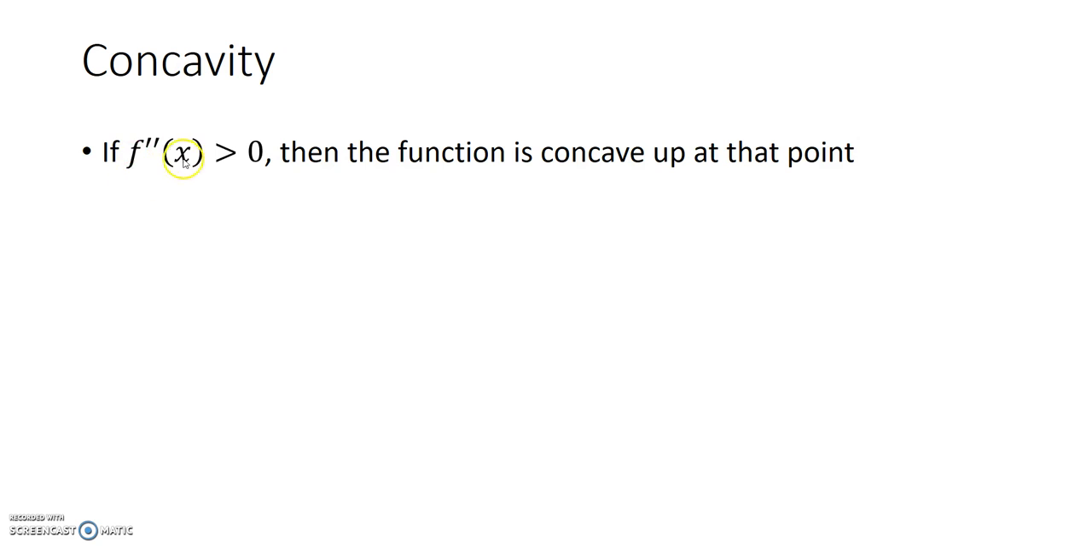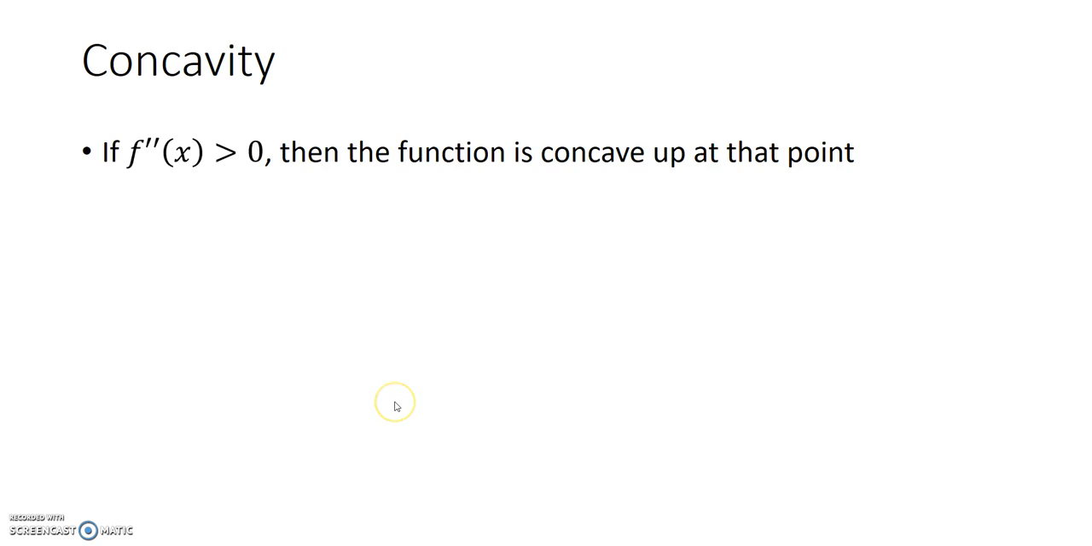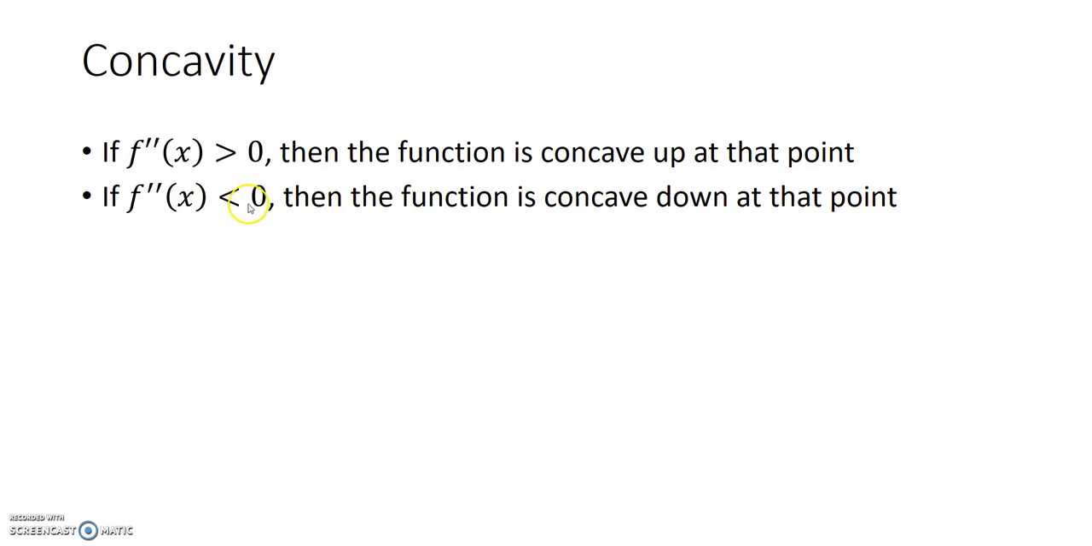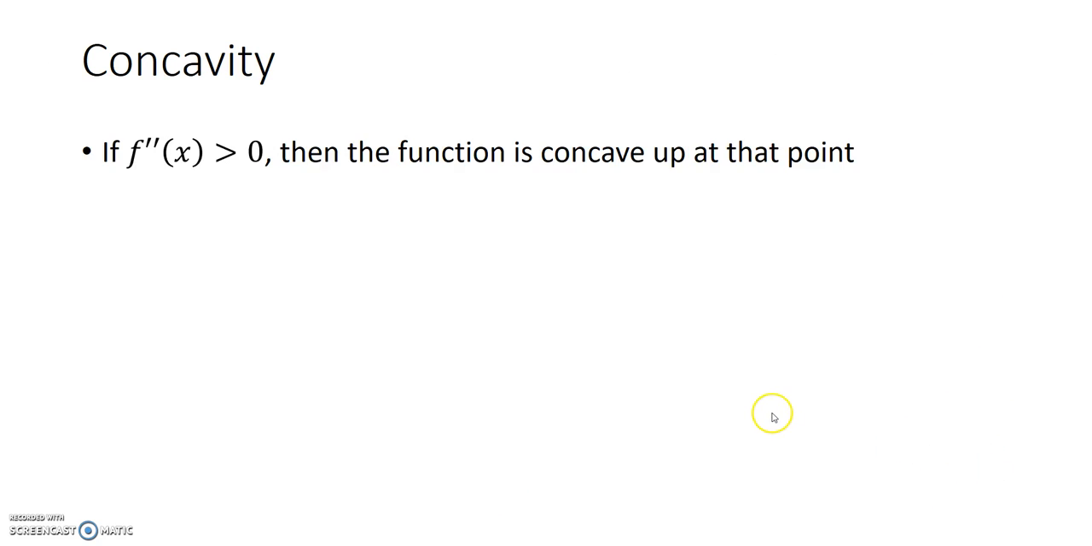So if the change in the rate of change, i.e., f double prime of x, is greater than 0, then the function is concave up at that point. So that's going back to having positive 32 feet per second squared. If, on the other hand, f double prime of x is negative, then the function is concave down at that point. So if we look at this function here, this function is concave down, and the change in the average change in the rate of change is negative, and so that makes sense that that would correspond to something that looks concave down.